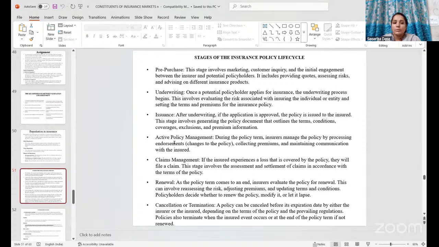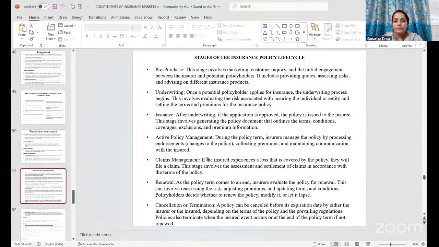Hence, there must be a management of the policy. Insurance policies must be managed between the insurance company and the policy holder, collecting the premium from the policy holder, and maintaining communication with the policy holder. All these things come under this fourth step, that is active policy management.